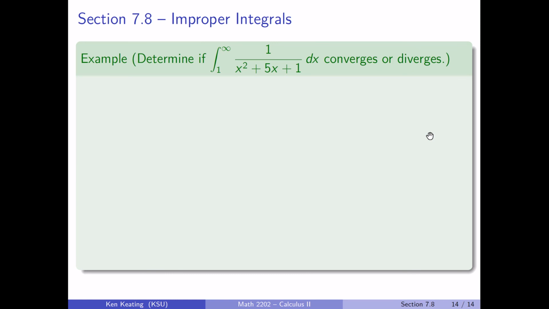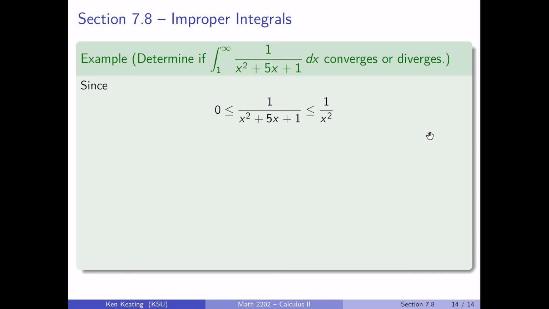All right, one example, and we'll end this video. I think one example might be enough to prove the point here. We want to determine if the integral from 1 to infinity of 1 over x squared plus 5x plus 1 converges or diverges. I'm not actually going to compute the value of the integral. I just want to know if it converges or diverges. Well, I notice that 1 over x squared plus 5x plus 1 must be less than or equal to 1 over x squared. And it certainly must be positive.